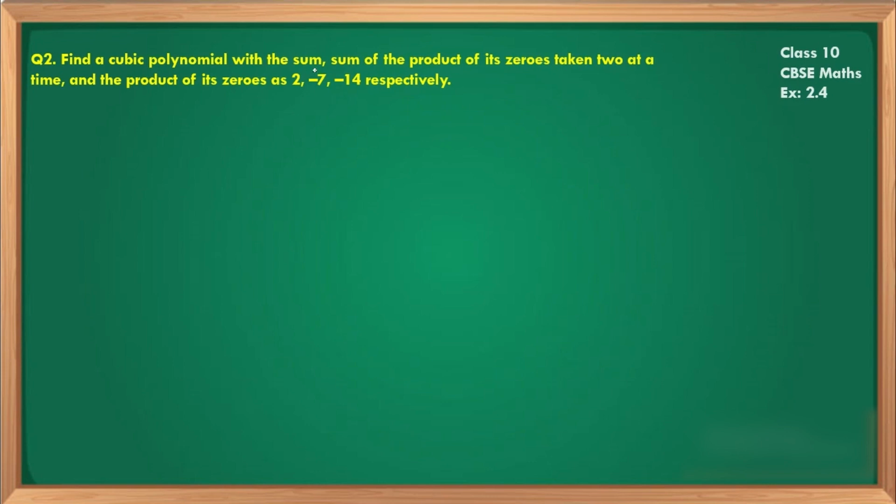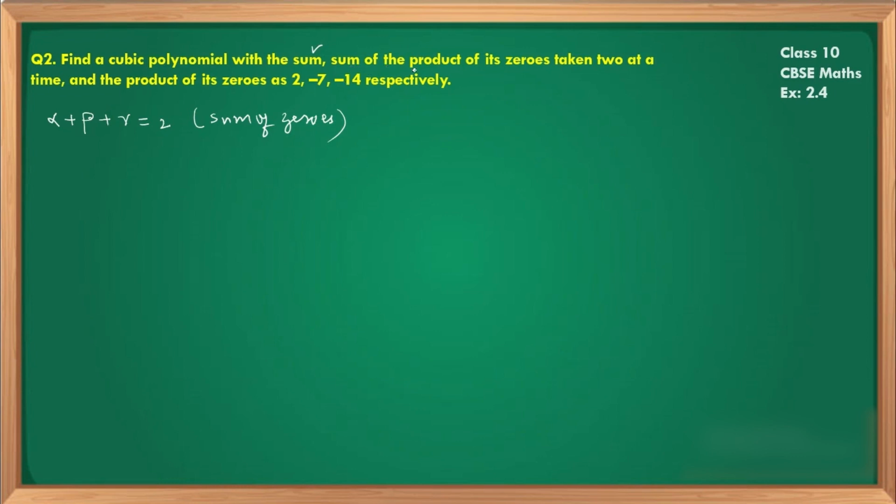The first is sum. We know sum. The sum is alpha plus beta plus gamma, and that is equal to 2. This is the sum of zeros.